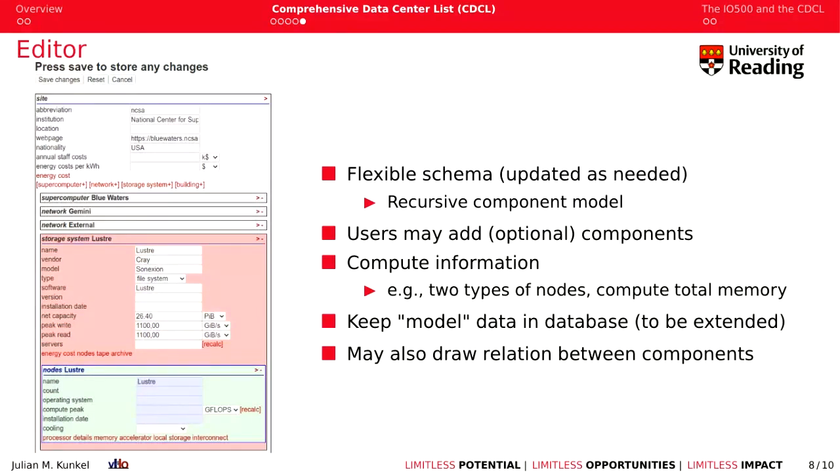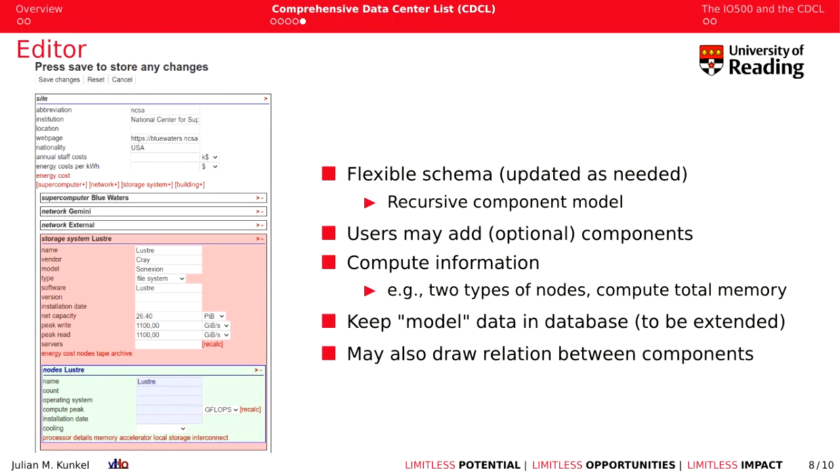On the left-hand side, we see a site in particular, which has one supercomputer, two networks, and one storage system. And you can see that there are a lot of fine-grained aspects here. For the storage system, I can have different nodes, and I can give these nodes a name, of course, and I can input all the specifications that I want for a node. You can add sub-schemas, like processor details and so forth. And later, once you click a button here that says recalc, you see in this Lustre storage system, and then it computes this aggregated matrix.